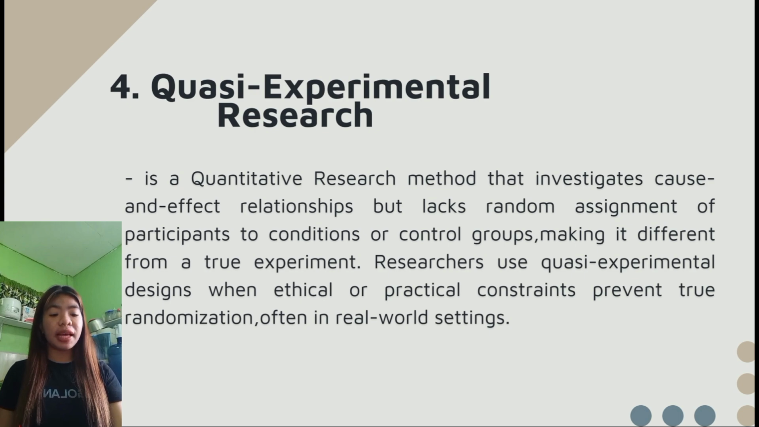Quasi-experimental research is a type of quantitative research that tries to find cause and effect relationships, like experiments, but it does not randomly assign participants to groups. Researchers use it when random assignment is not possible or not ethical, often in real-life settings like schools, communities, or workplaces.